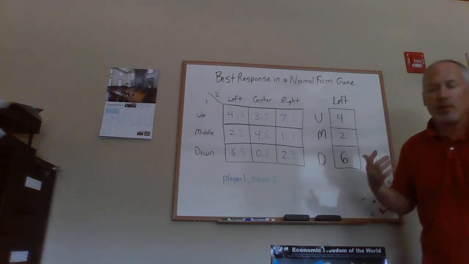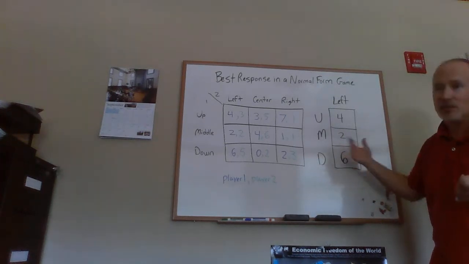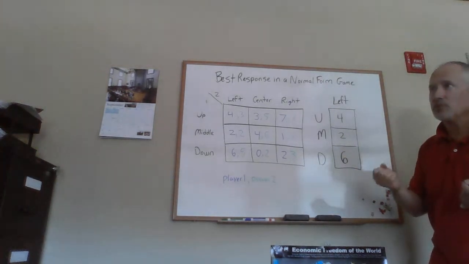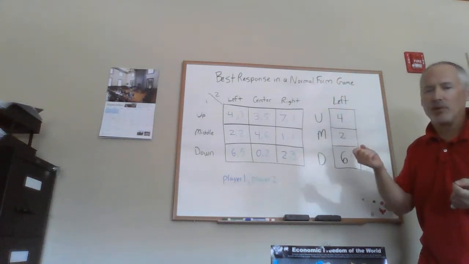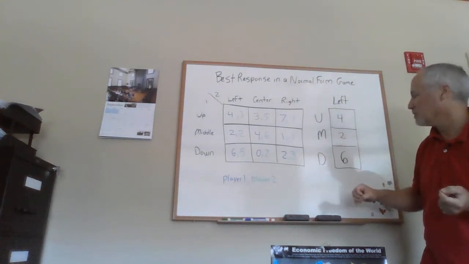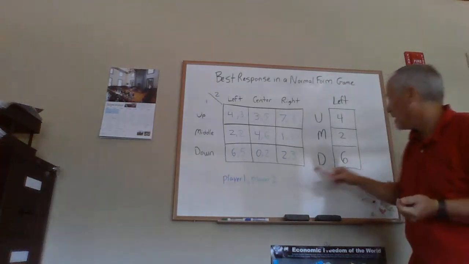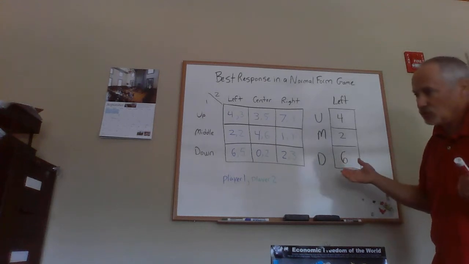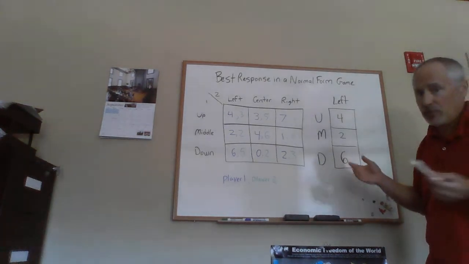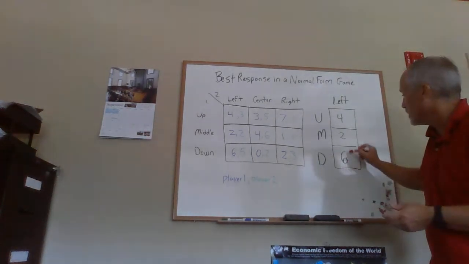Well, the best response is simply to choose whichever strategy or action that player one has available that's going to give them the highest payoff. And the game theory in this case, in the matrix, is really quite simple. All you have to do is compare numbers. And you see, well, which one's the biggest number?